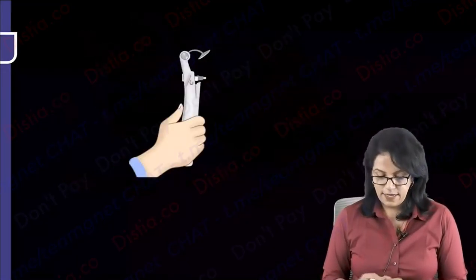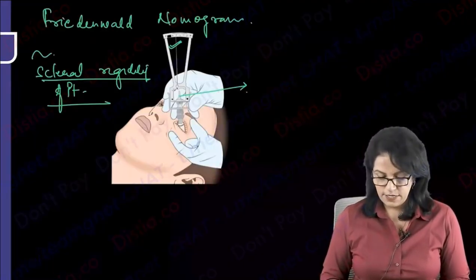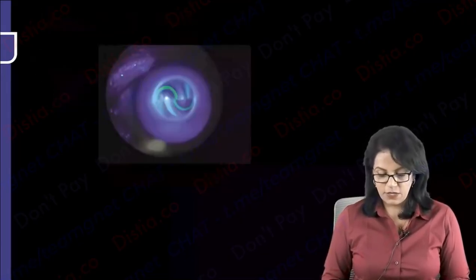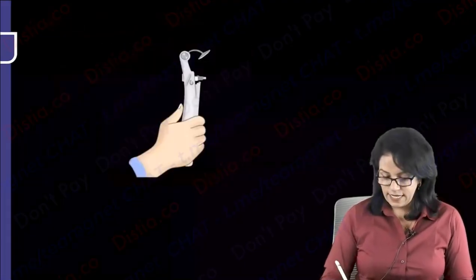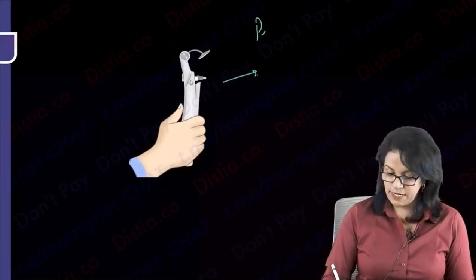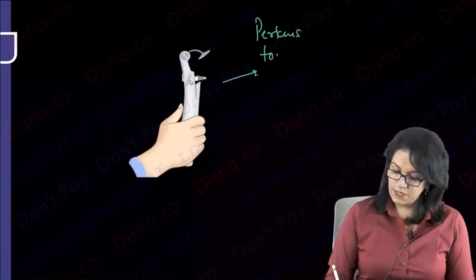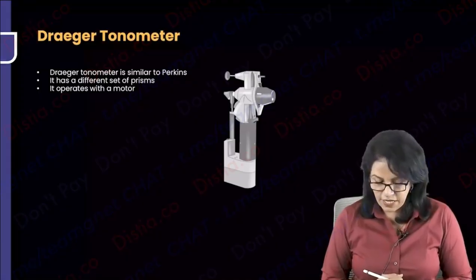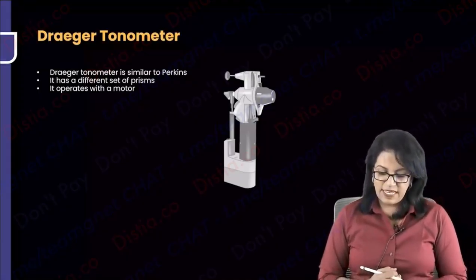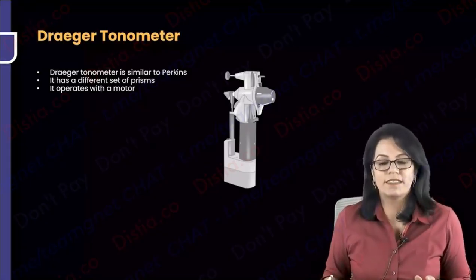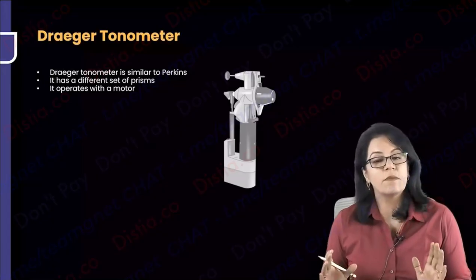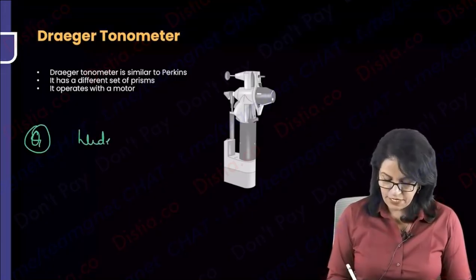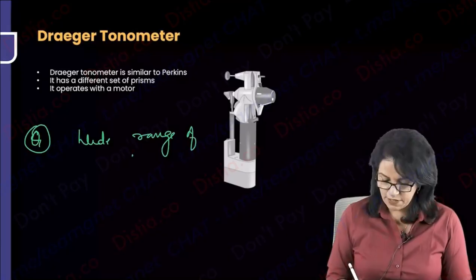So this one we started with, Schiotz, right? This is Schiotz. This is your Goldmann. After Goldmann, this is the handheld version of Goldmann, the Perkins tonometer. It's already written for you here. This is your Draeger. This is mainly similar to Perkins, but it has an even wider range. Just remember, for Draeger, this has been an exam question: a wide range of IOP can be measured.